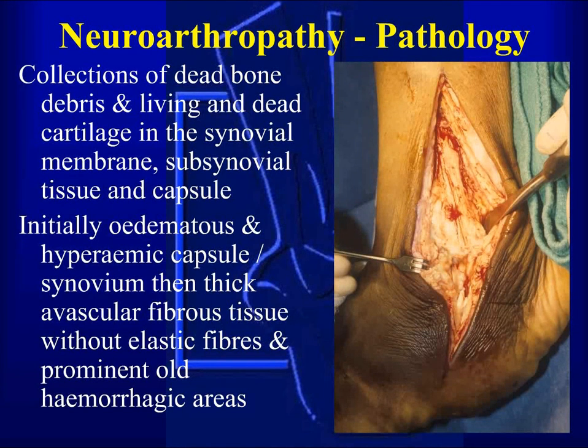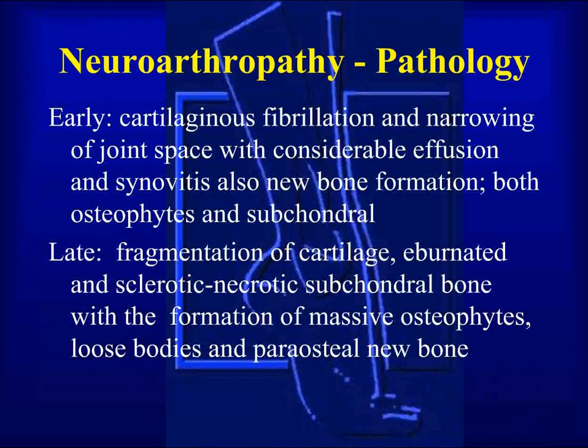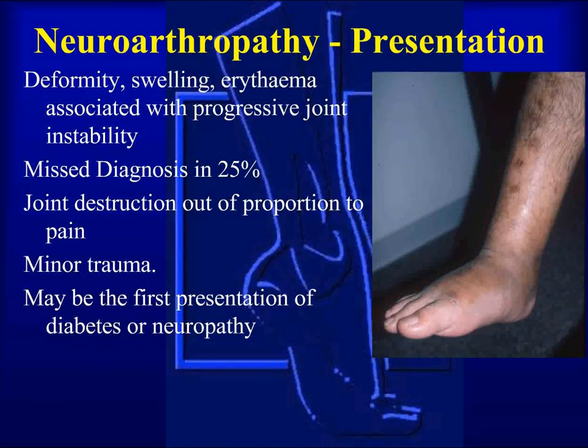What's it look like? Thick capsule, bits of dead and living bone in it, degenerate cartilage, some of it alive, some of it not, hypervascular. It changes with time. This joint fibrillates, fragments. Really a severe advanced osteoarthritis.